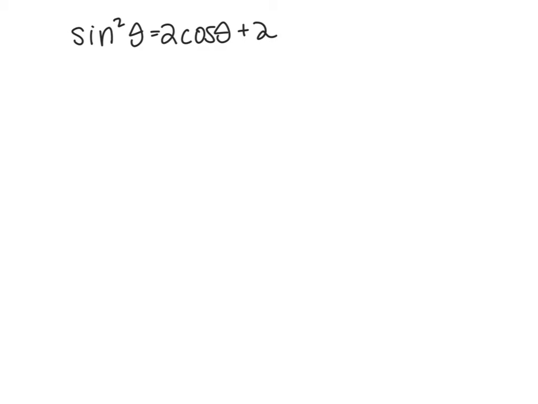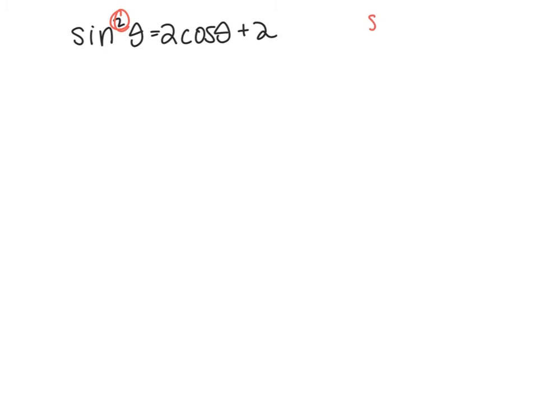So in this case, we have sine squared theta equals 2 cosine theta plus 2. So we have two different trig functions. We need to get it so that there is only one trig function in this equation. Our key here is to notice that square on the sine. You can only use Pythagorean identities if you have something squared.